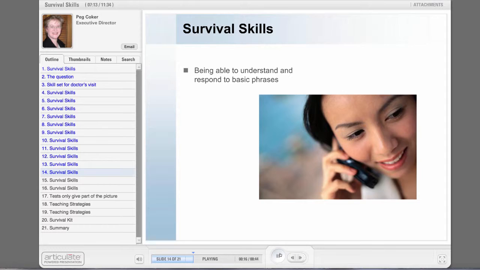Other important phrases might include those that allow the student to seek direction. "Excuse me, can you help me?" "Excuse me, where is the bathroom? Where's the library? Where's the rice? Where's the..." fill in the blank.